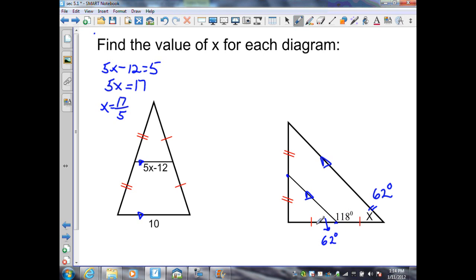And I can use another theorem with parallelism. If two parallel lines are cut by a transversal, then corresponding angles are congruent. Either case, I get the value of x to equal 62 degrees.